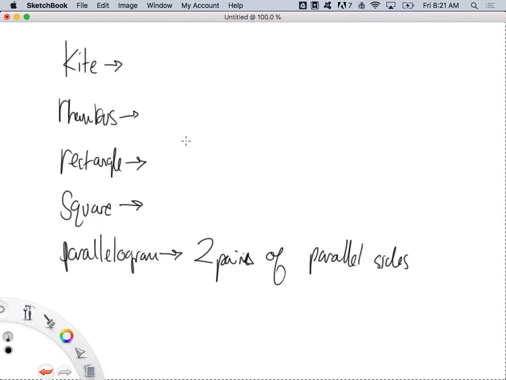A rectangle has what? What are the angles of a rectangle? 90 degrees. Yeah, 4 right angles.